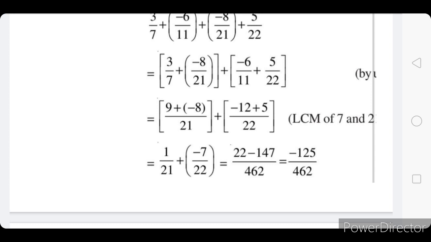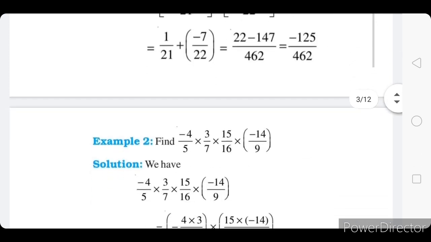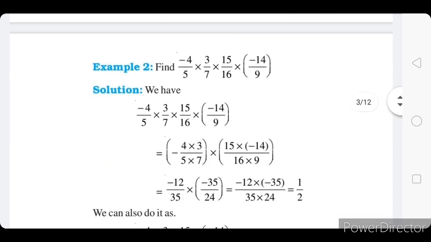So then again take the LCM of 21 and 22, that is 462. Similarly, as we have done in the previous part, we will solve this also, and the answer is minus 125 upon 462. Any method you can choose from these two. Now let us come to example number 2.